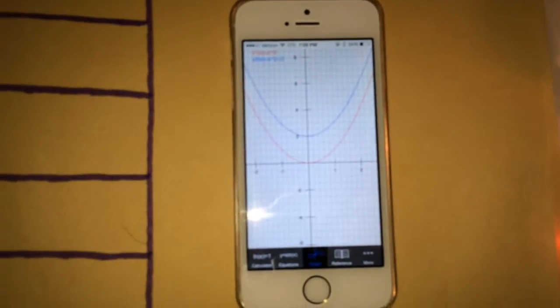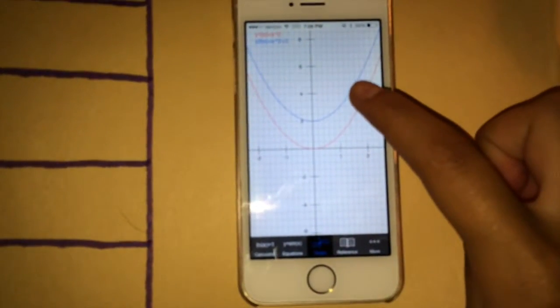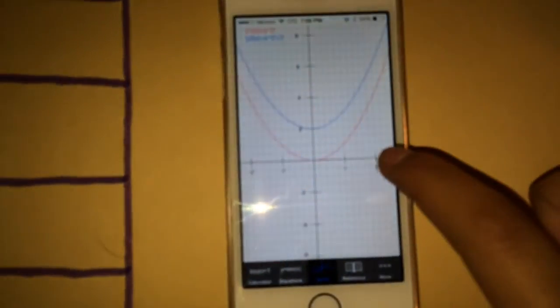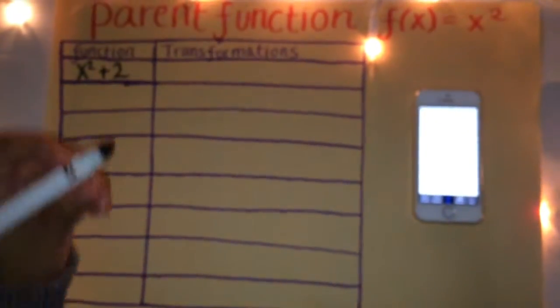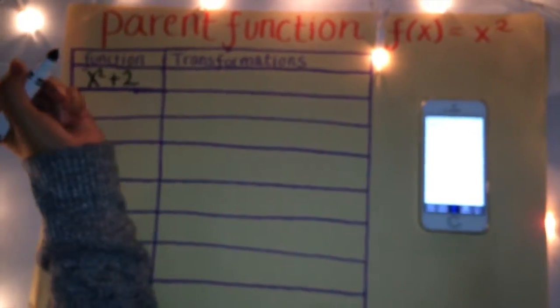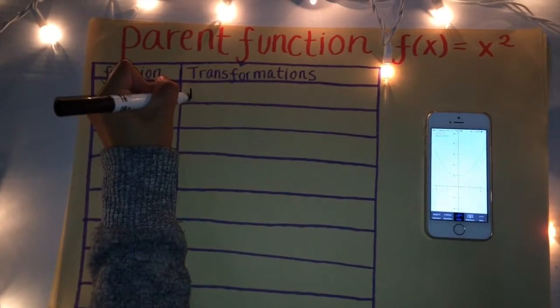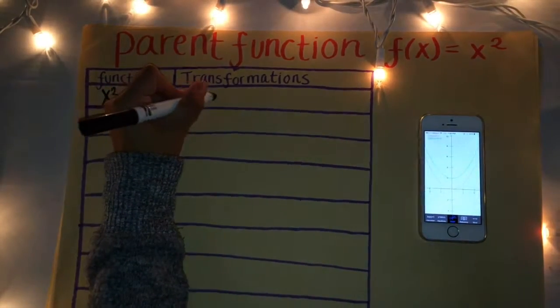As we can see, the blue line has moved 2 units up in comparison to the parent function, which is in red. This means that the plus 2 moved the parent function x squared 2 units up.